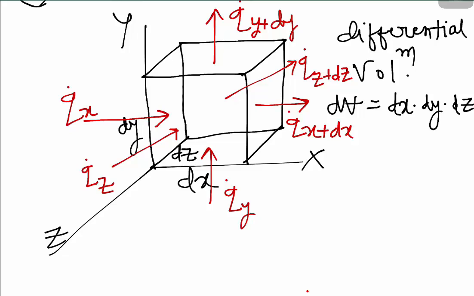We will assume that heat generation per volume in the material is E dot generation. So this is our differential volume and heat conduction rates and heat generation rate inside the differential volume.